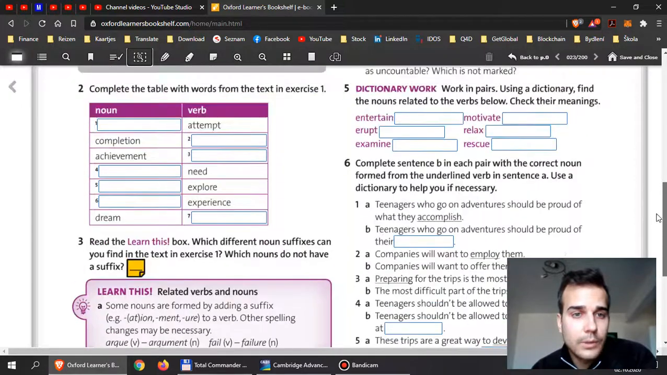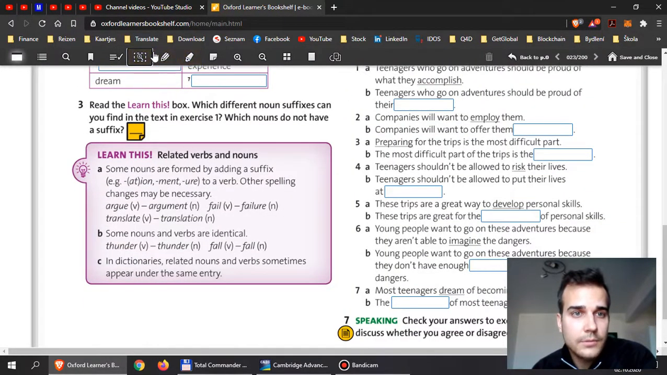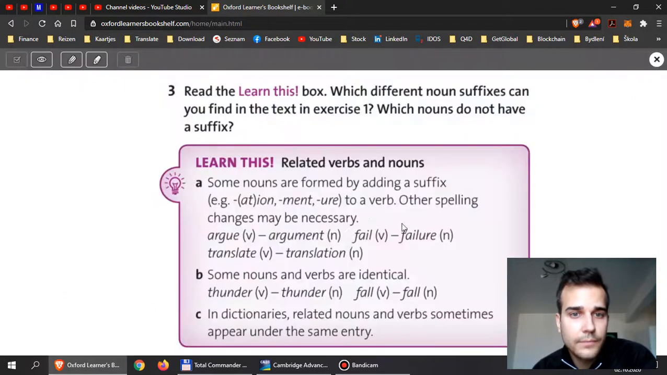So then, when you finish this, look at the learn box. Over here, you will find some important theory that can help you with the word creation. There are important words I want to translate here for you. Now, some nouns are formed by adding a suffix. Now, suffix means přípona, okay? So at the end of the word, we just put some extra letters. And these typical endings can be ment and shen, all right? So there are some examples. We have argue, argument, fail, failure, translate, translation, right?